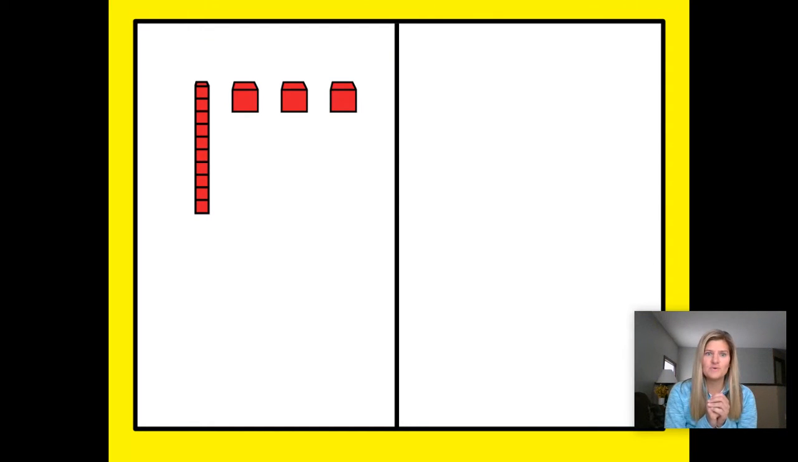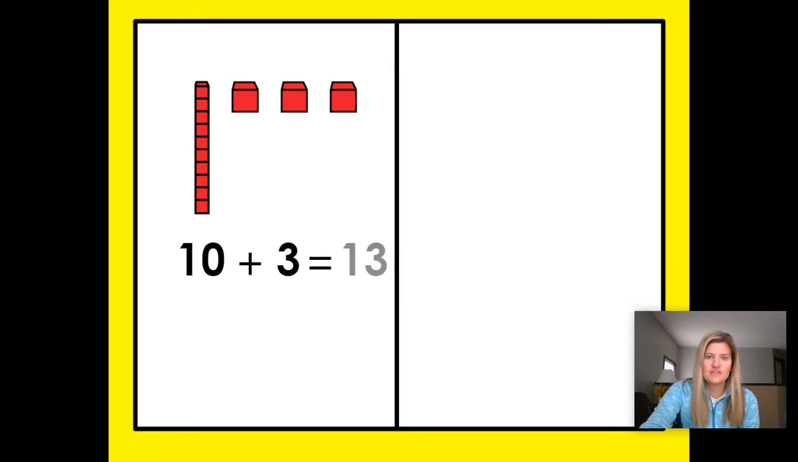And if you remember in school, we would do this all the time with our hands. 10 and 3. That's 13. So now let's write the equation. 10 plus 3 equals 13. Okay, now let's look at another one.